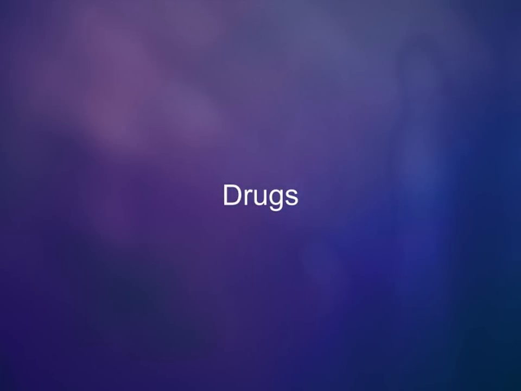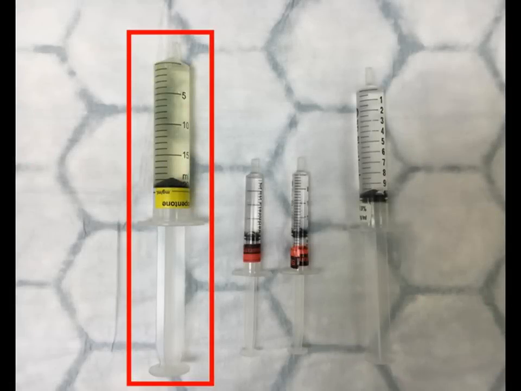The commonly used drugs for rapid sequence induction are thiopentone and suxamethonium, although alternatives such as propofol, ketamine and rocuronium are also used. Thiopentone is available as a yellow powder, 500 mg in a single vial, which is diluted into a 20 ml syringe with water for injection to a concentration of 25 mg per ml. The dose is 3 to 5 mg per kilogram.